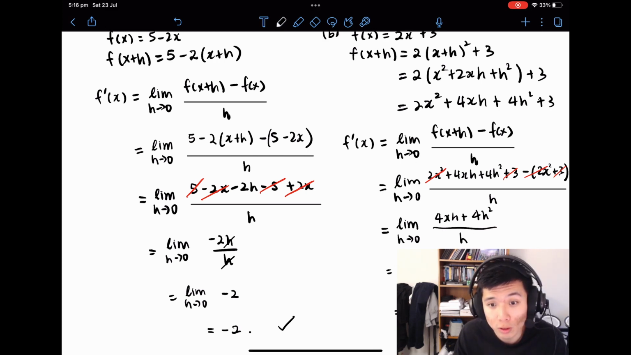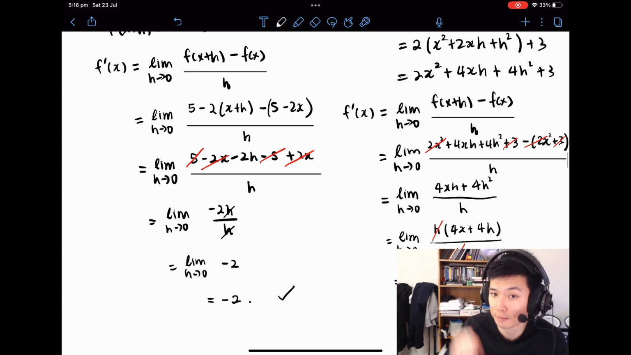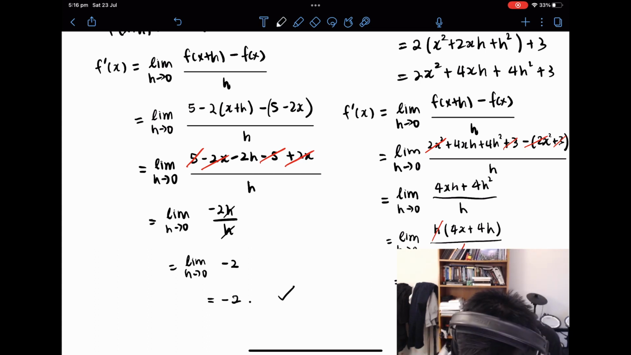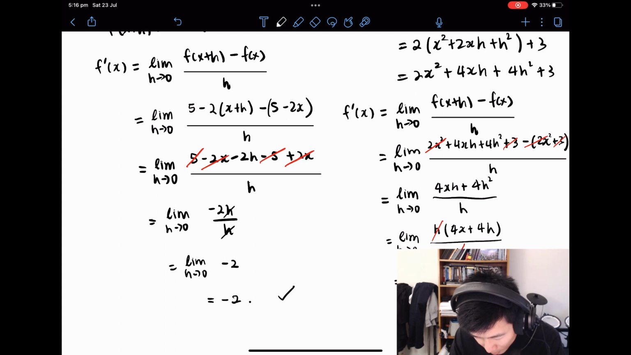Whereas before I couldn't. I couldn't sub in the limit before because h was still on the denominator. And I can't sub 0 into the denominator. But now, there is no more denominator. So I can sub in 0 for h. And so this just gives me 4x plus 0. Well, plus 0 is just nothing. So the answer is 4x. And I'm done.